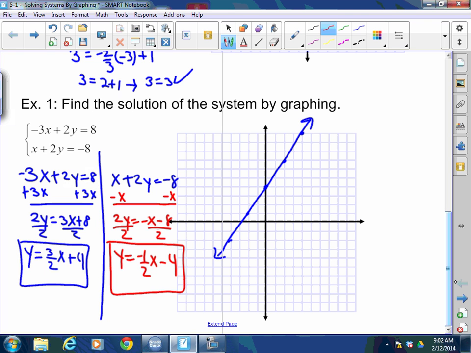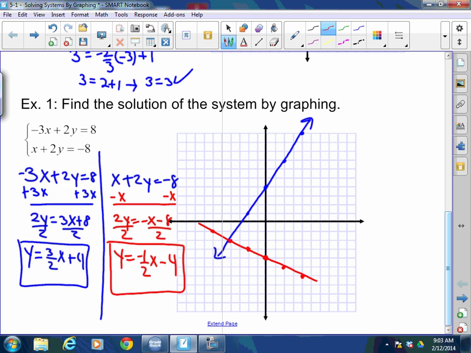Now the red. Y equals negative 1/2 x minus 4. My y-intercept is negative 1, 2, 3, 4. My slope is negative 1/2. Down 1 over 1, 2. Up 1 over 1, 2.